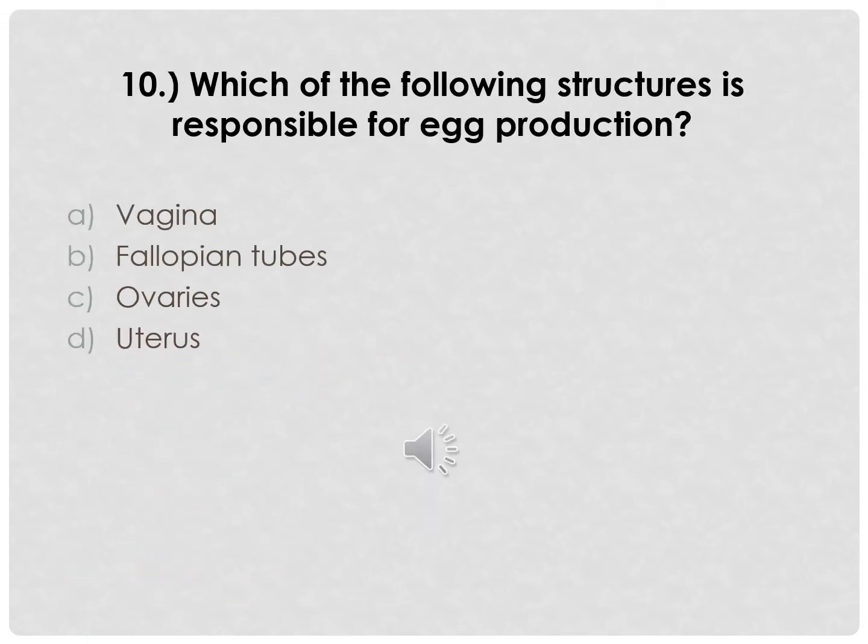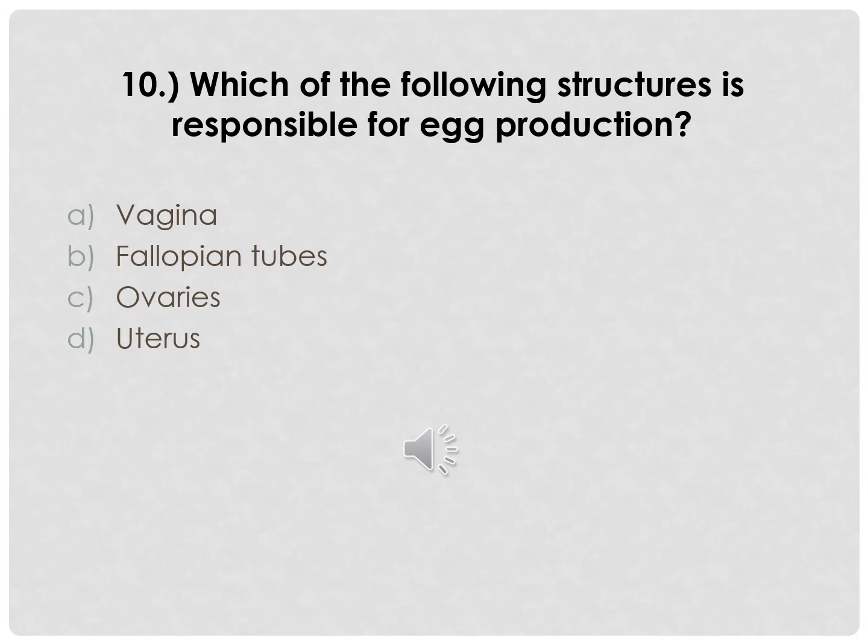Which of the following structures is responsible for egg production? So this question requires that we know a little bit about female reproductive anatomy. If we look at letter A, the vagina, that's simply a reproductive structure in the female that allows for sexual intercourse. So we can rule out letter A. B, the fallopian tubes, that's a passageway that leads from the ovaries where the eggs travel to be eventually implanted in the uterus. So we can rule out letter B.